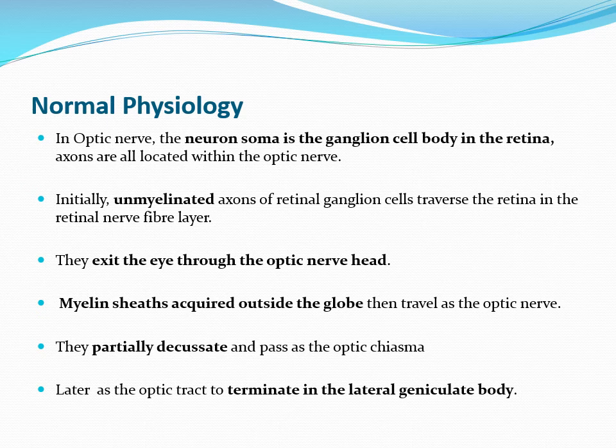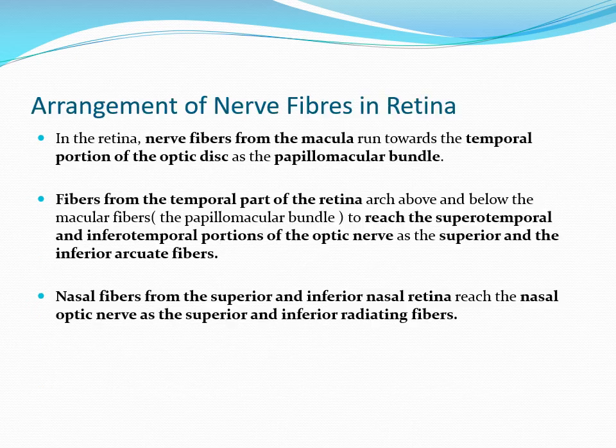Then they partially decussate and pass as the optic chiasma, later as the optic tract, to terminate in the lateral geniculate body. From there, optic radiation and then to the occipital cortex where the vision center lies. Now, what is the acquired knowledge here? Myelination can get demyelinated in demyelinating diseases like optic neuritis. That is one in the optic nerve that we'll see in future.